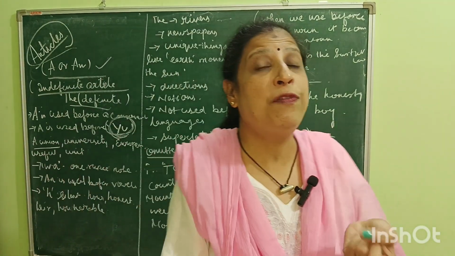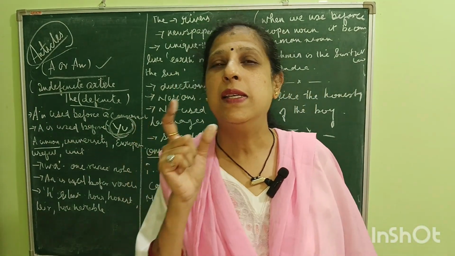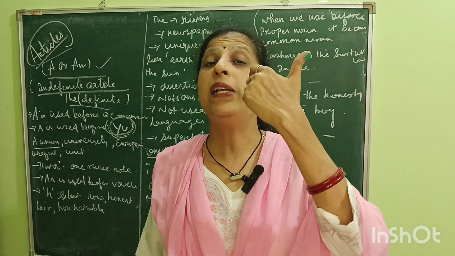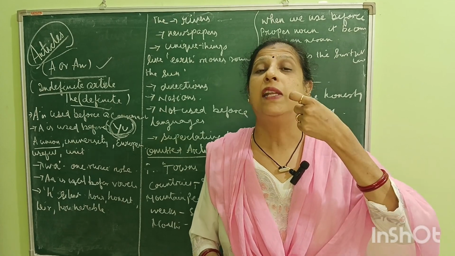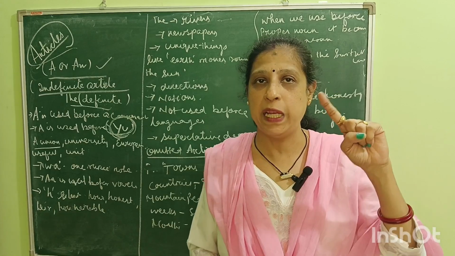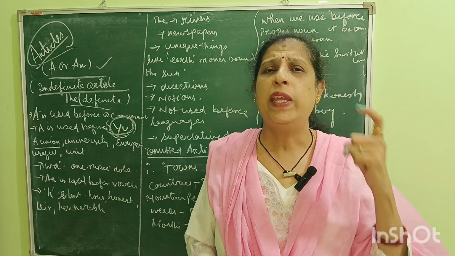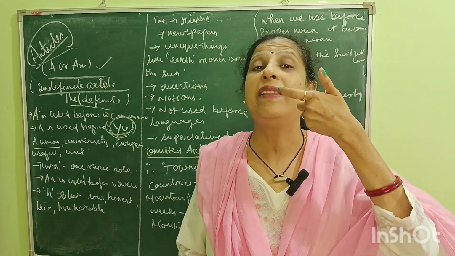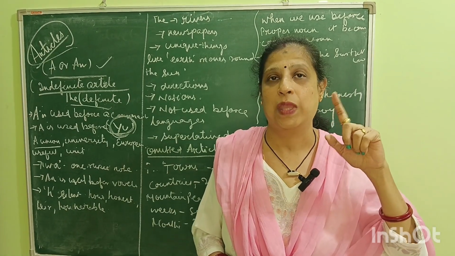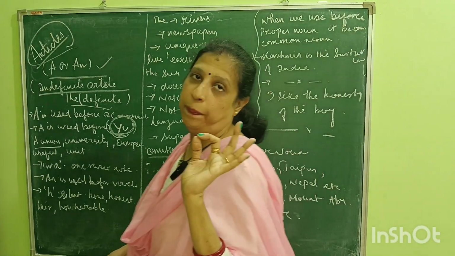Now, another thing: I will also use a before the word one. It begins with the letter O, but the word sounds like wa, because my teeth will touch the lower lip. It is pronounced wa. A one rupee note. A one-eyed man. So here my teeth is touching the lower lip. Wa, wa, wa.